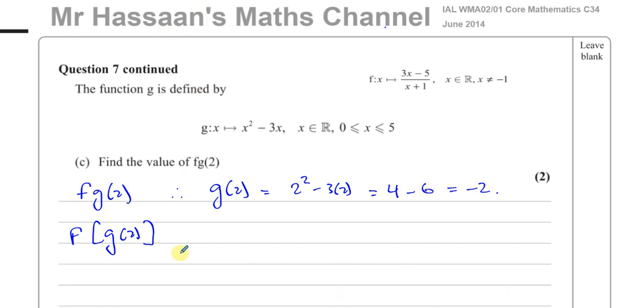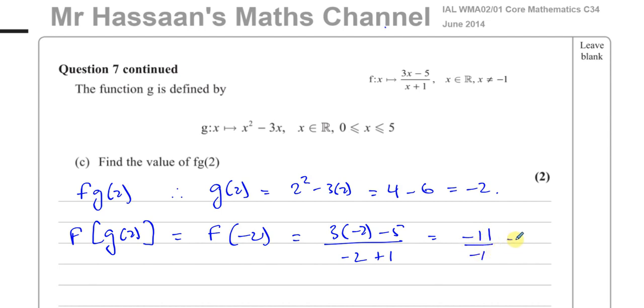Okay, so now we've got to put the value of g2 into the function f. So fg2 is the same as f of minus 2, because that's the value of g2. So we've got to put negative 2 inside the function f. That's going to give us 3 times negative 2 minus 5 over negative 2 plus 1. That's negative 6 minus 5, that's minus 11 over minus 1, which gives you 11. So there's the answer. fg2 is equal to 11. Okay, so that's the answer to part C.